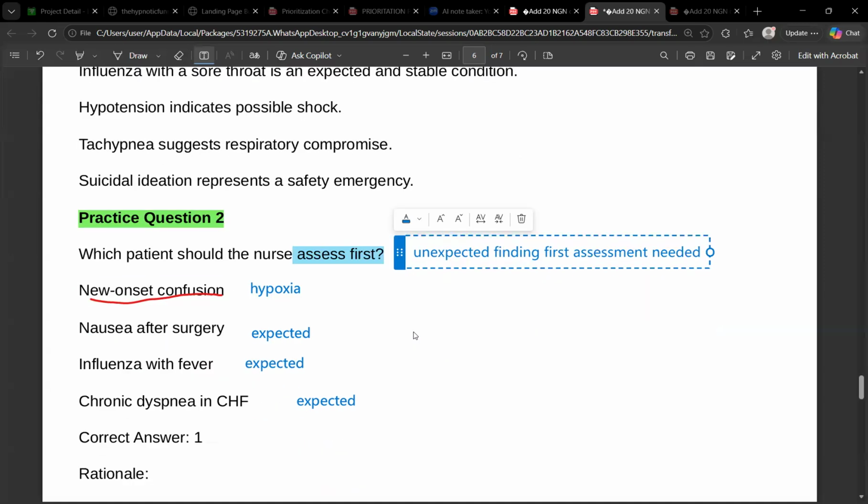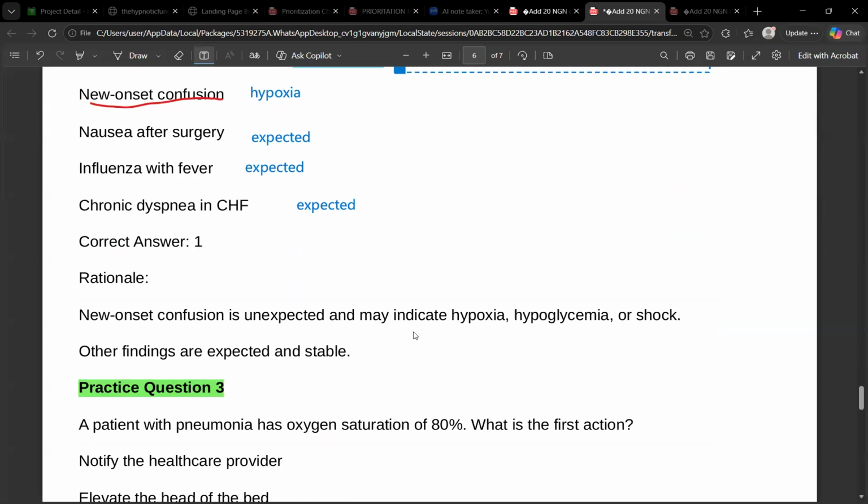Now, that means here the correct answer is option one. Which one? New onset of confusion. Okay, so the third option.